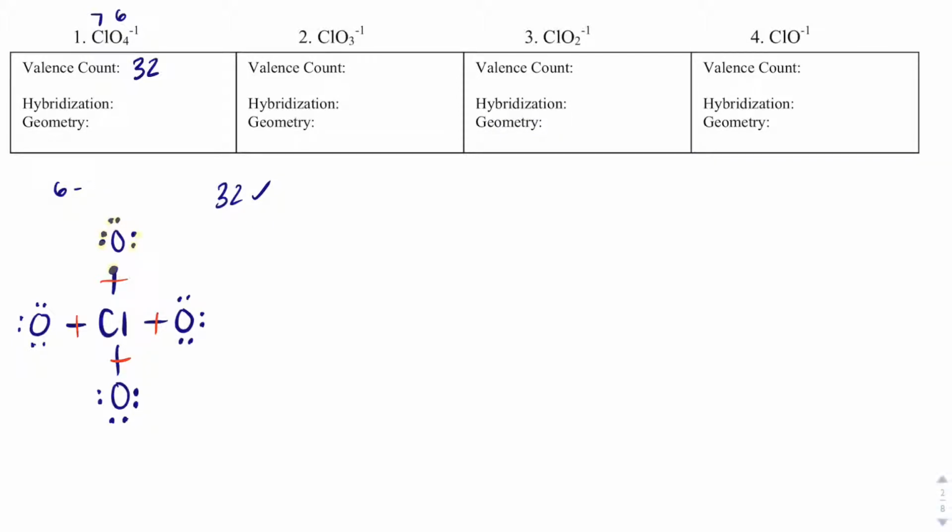So 6 minus 7 is -1. So these oxygens have a -1 formal charge. Okay, now let's go ahead and do the same for chlorine.